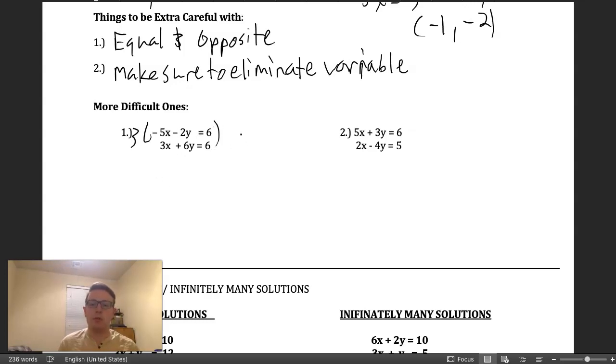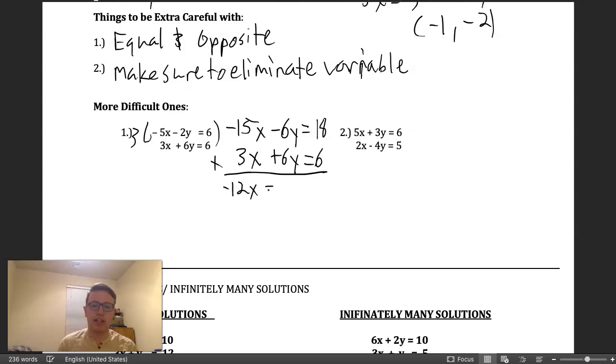For this one, when we multiply by 3, we're going to get minus 15x minus 6y is equal to 18. And our bottom equation will stay the same. So it's 3x plus 6y is equal to 6. We add these together, we get minus 15 plus 3, or that's going to be minus 12x, is equal to 18 plus 6, which is going to be 24, or x is going to be equal to minus 2.